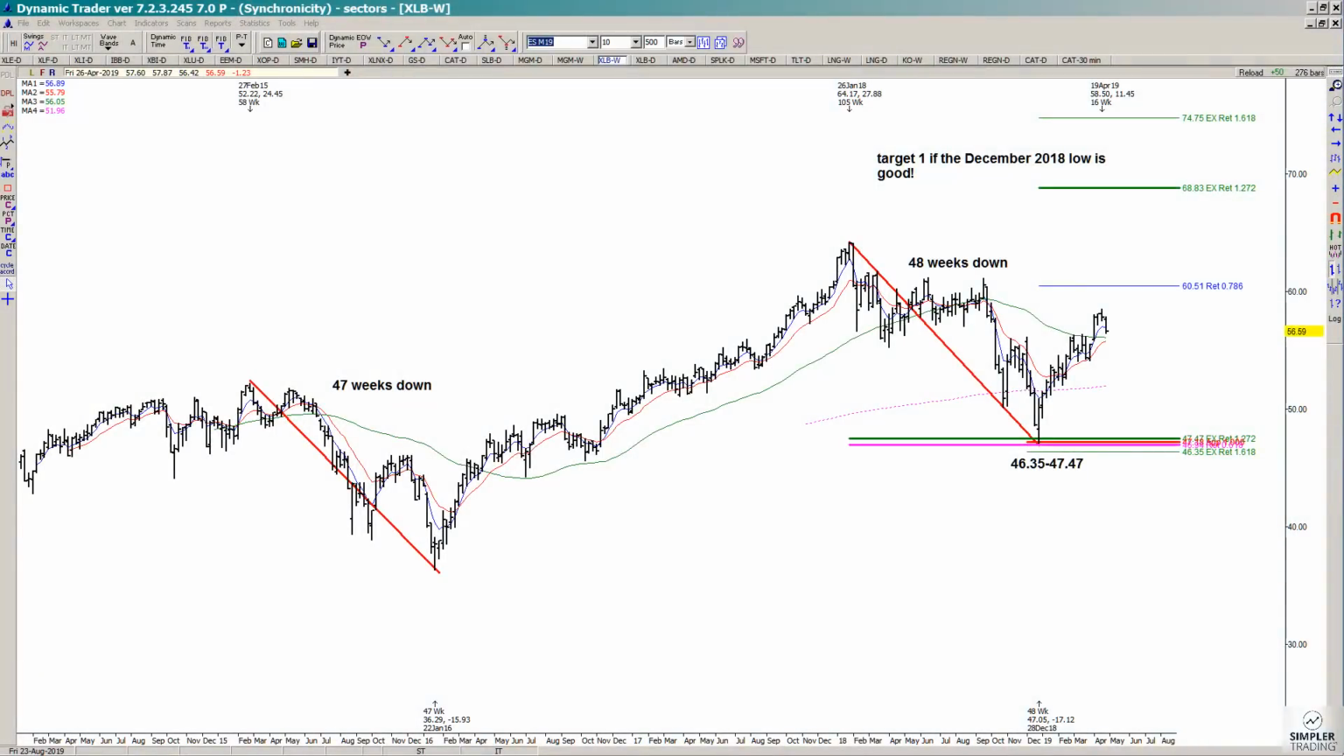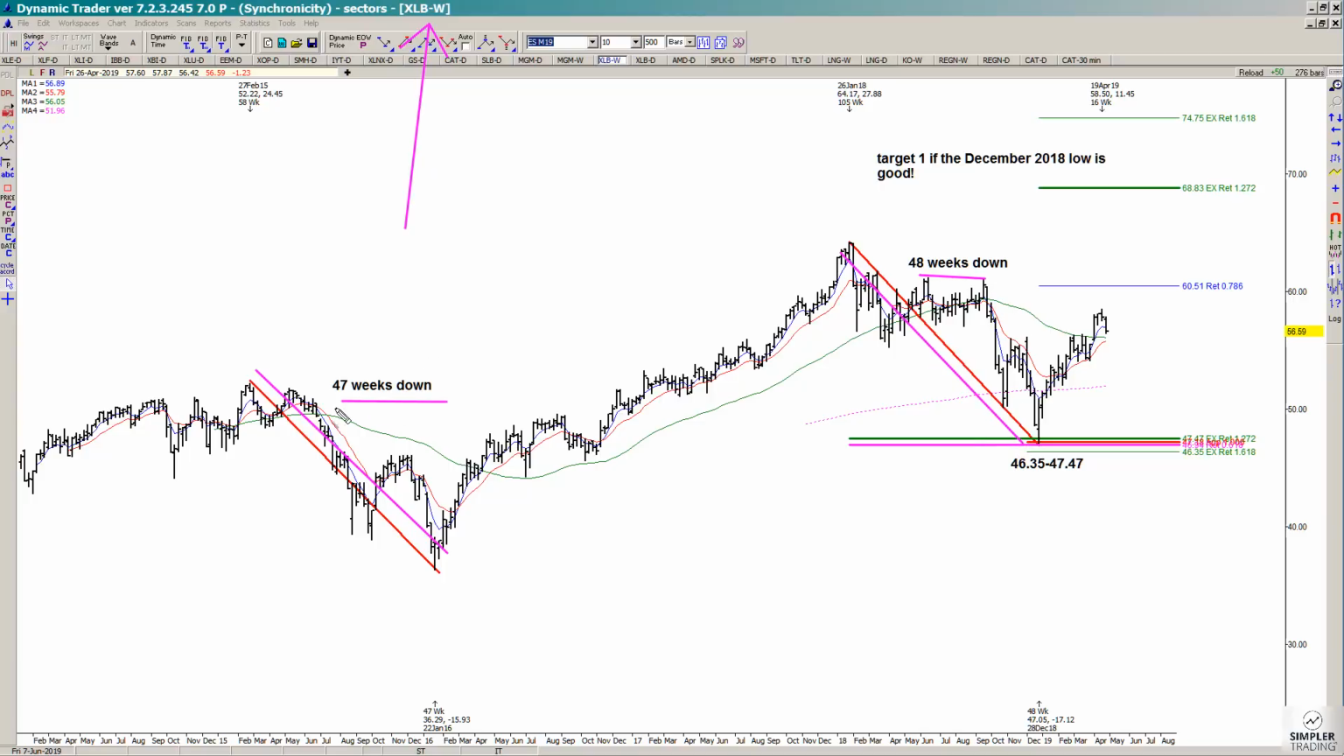In today's video, we're going to take a look at the ETF XLB. This is actually a weekly chart that I did quite some time ago, and this is where I found some time symmetry in the past, and that is where you have similarity in swings in time. And this came from a major declining swing that was 47 weeks down, which was very similar to, but not equal to, this decline of 48 weeks down.